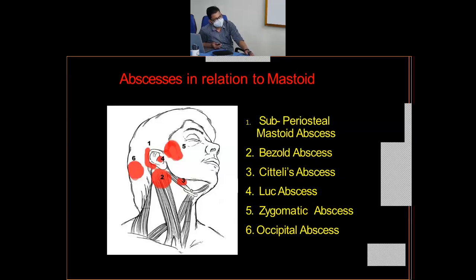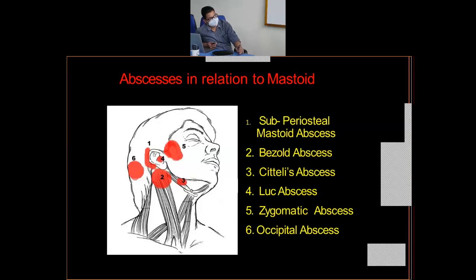As you can see, one is subperiosteal mastoid abscess. The abscess will be in the subperiosteal region. It will break the cortex bone, then below the periosteum the accumulation will be there, just behind the ear. That is subperiosteal mastoid abscess. Bezold abscess is when the medial wall of the mastoid cortex gets broken down due to inflammation. The pus will trickle down along the sternocleidomastoid muscle. Then we call it Bezold abscess.